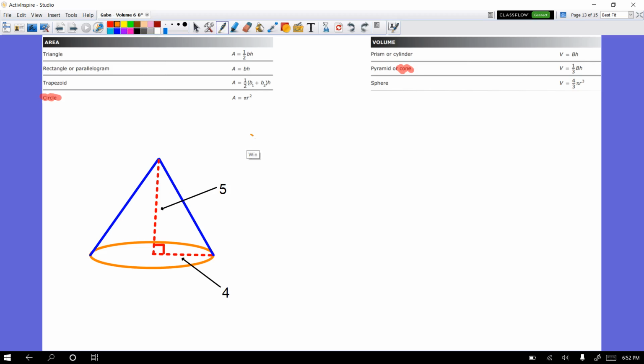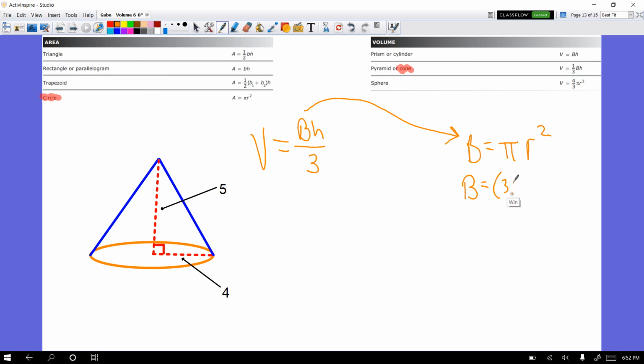Okay, so we're looking at the volume is area of the base times height divided by 3. Well, I'm going to take my capital B, of course. It's the same thing over and over: pi r squared. All right, do I have a radius? Yes, that radius is 4. Okay, so B equals 3.14 times 4 squared.